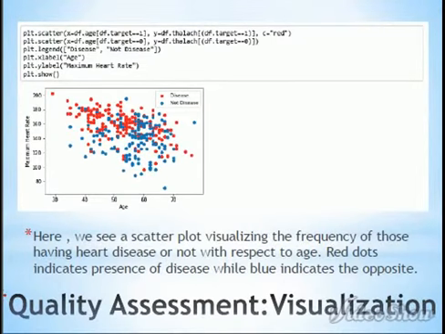So we also have a scatter plot here, which is also a distribution by age. As we can see, the disease is highly congested around 40 to 50 years, and very much sparse around 30 to 70 years old.